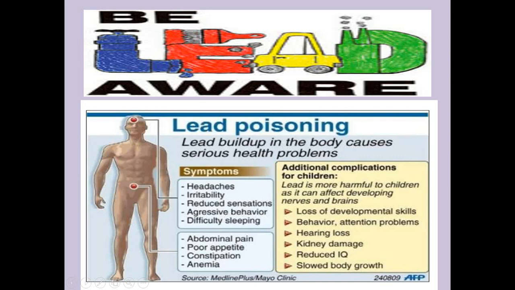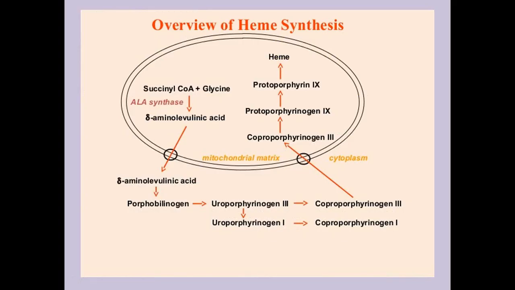Symptoms that occur in lead poisoning are usually headache, irritability, reduced sensation, aggressive behavior, difficulty sleeping, abdominal pain, poor appetite, constipation, and anemia. Additional complications for children can be loss of developmental skills, problems in behavior or attention, hearing loss, kidney damage, reduced IQ, and slowed body growth. All these can result from lead poisoning and thus can lead to anemia in children.